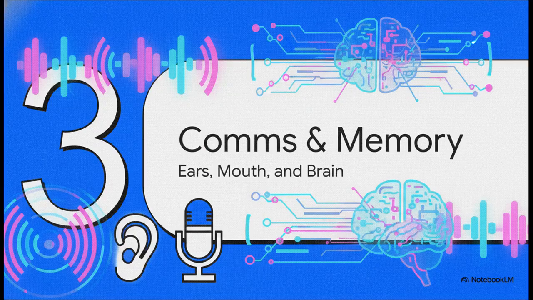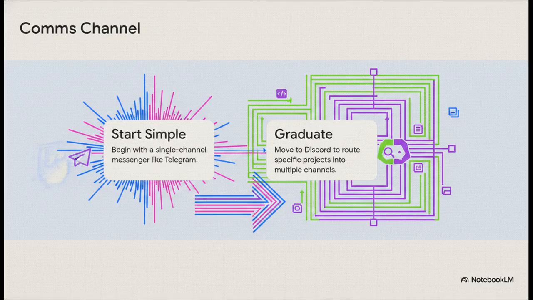Which brings us to Section 3, Communication and Persistent Memory. All right, so now we get to attach the agent's virtual body parts, specifically its ears and its mouth. You need a way to interact with it remotely, ideally right from your phone.